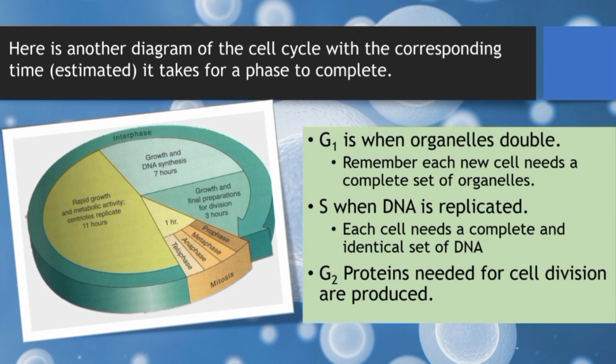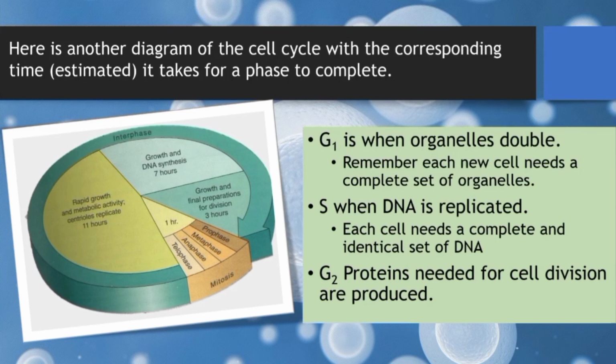So G1, again, what's G1? It's gap 1 or growth 1. It is when organelles double. Bakit madodouble yung mga organelles? When we say organelles, these are parts of the cell. Okay? So organelles have to be doubled because later on the cell will undergo division. Okay. So remember, each new cell needs a complete set of organelles. So kung ano yung meron sa original cell, yun din dapat yung mapupunta sa daughter cells.